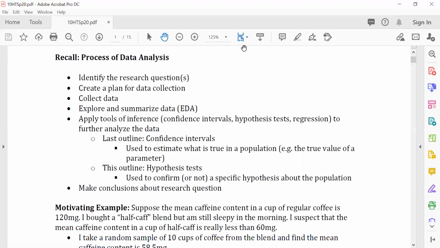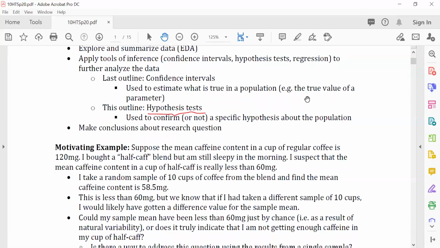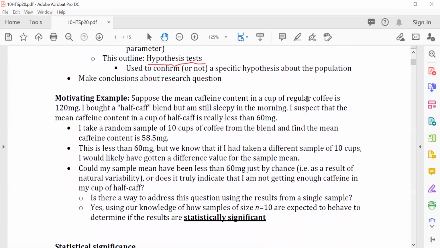Now, in this outline, we are going to talk about hypothesis test, which we use to confirm or not confirm a specific hypothesis about the population. Of course, the last step is to make conclusions about the research question. So here is a motivating example. Since I'm recording the lecture, I would like you guys to pause here for a while and read this example before you continue.